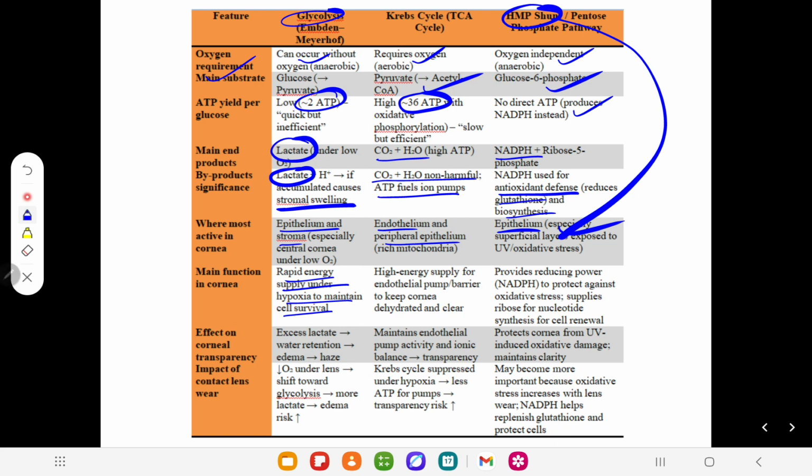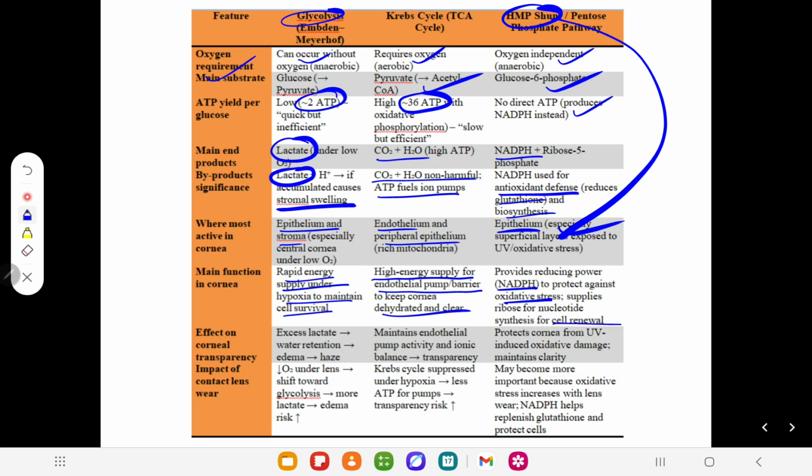The Krebs cycle provides high energy supply for the endothelial pump and barrier, to keep the cornea dehydrated and clear. Basically, one of the central roles of the Krebs cycle in the endothelium is to provide energy for the endothelial pump mechanism, because the pump mechanism is an active process, isn't it? Okay. So the HMP shunt provides reducing power, NADPH, to protect against oxidative stress. It's very helpful. So the HMP pathway basically does protection. It also supplies ribose for nucleotide synthesis and cell renewal.